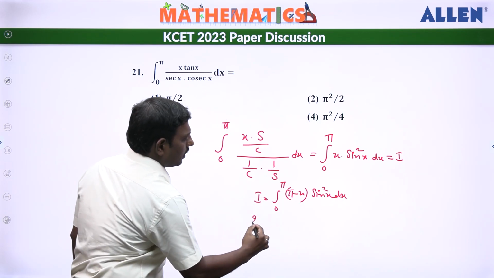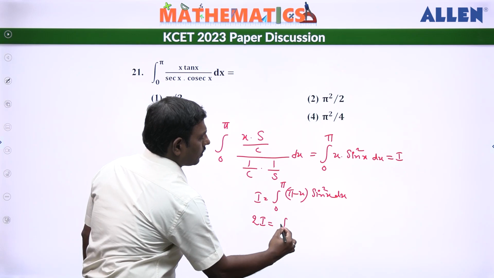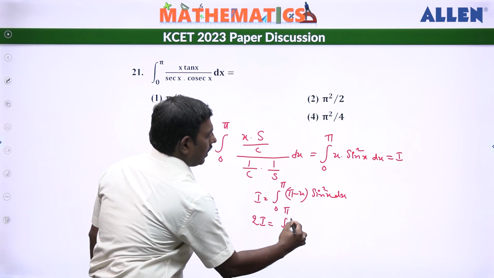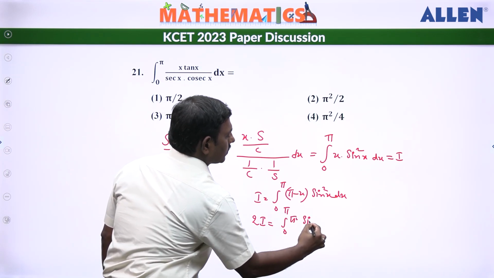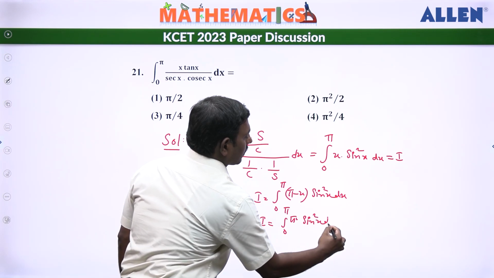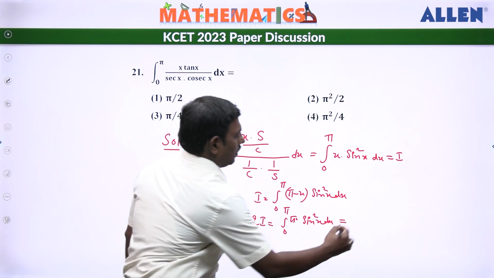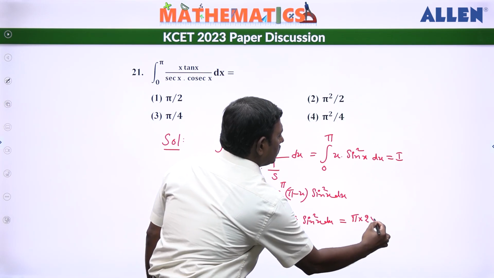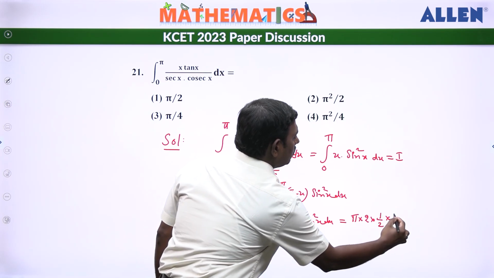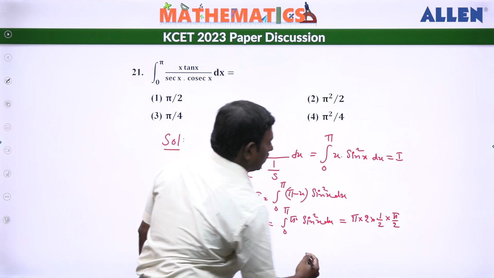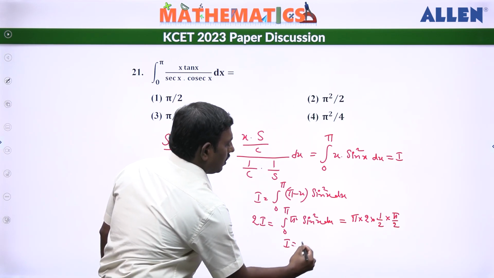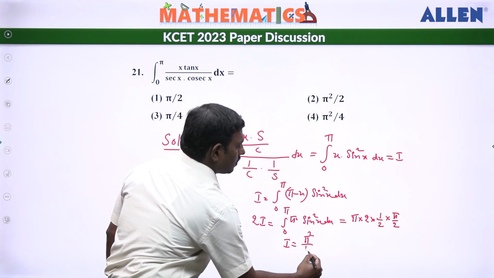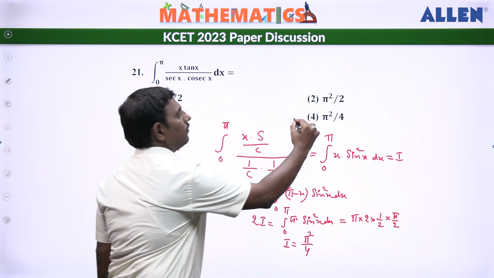So, when you add these two integrations, 2I is equal to integral 0 to pi of pi times sin square x dx. Now, this is pi times 2 times 1 by 2 into pi by 2. So, I is equal to pi square by 4 and that is option 4.